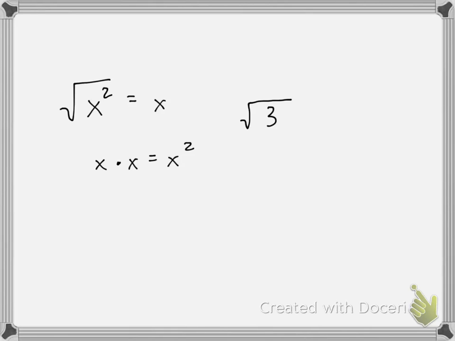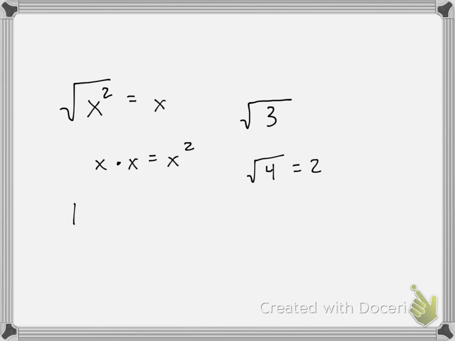But if I gave you square root of 4, what would that be? 2. We know that that's the same as 2 times 2. So square root of 4 is 2. So 4 is a perfect square. What's another perfect square? 25. There you go. So we can find our perfect squares really easily.